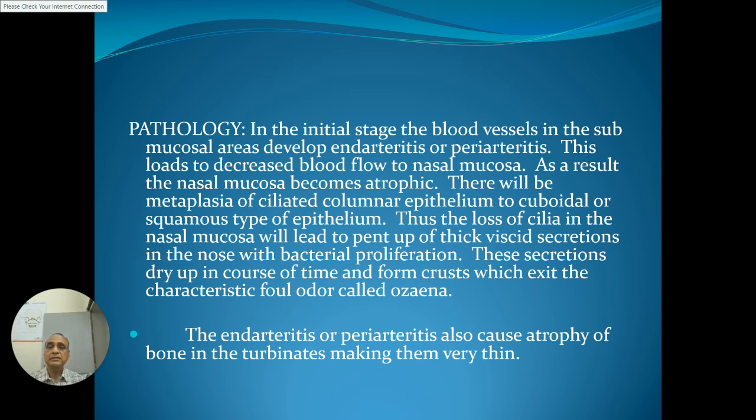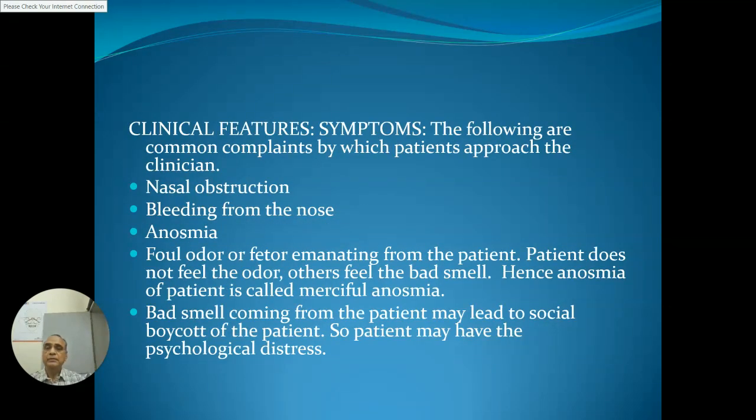Thus, the loss of cilia in the nasal mucosa will lead to pent-up thick secretions in the nose with secondary bacterial infection because of bacterial proliferation. The secretions will get dried up in course of time and form crusts, which will emit a characteristic foul odor. It is called ozena. Atrophic rhinitis has been labeled as ozena, another term given to it. The endarteritis and periarteritis also cause atrophy of the bone in the turbinates, making them very thin. The end result is roomy nasal cavities.